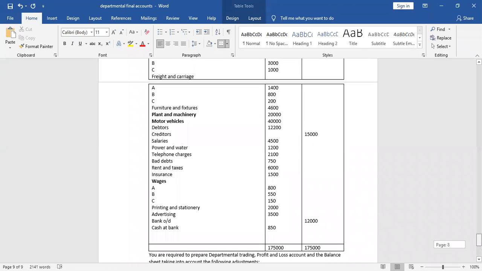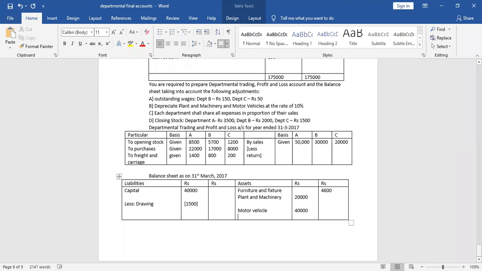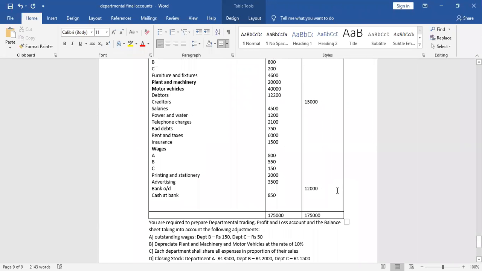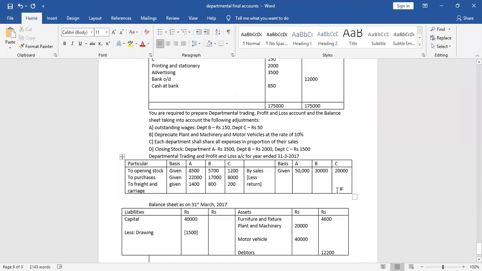Now we have debtors 12,000, 1,200. So one line we will leave and write debtors, but no adjustment is there. So we will write in the last column 12,000, 1,200. Then we have creditors 15,000. Adjustment is not there. So creditors, the last column, 15,000.